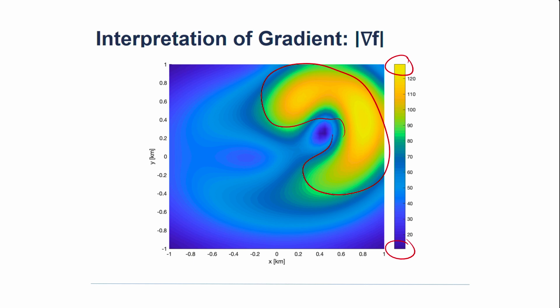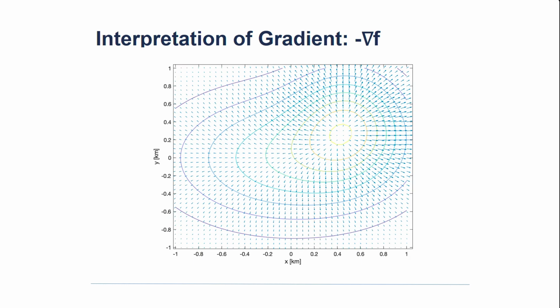Remember that the gradient has direction associated with it. So if I do something like take the negative of the gradient, that's just going to reverse the direction of the arrows. And that leads to a plot that looks like this. So this looks just like what we had before, but the direction of the arrows has been turned around.